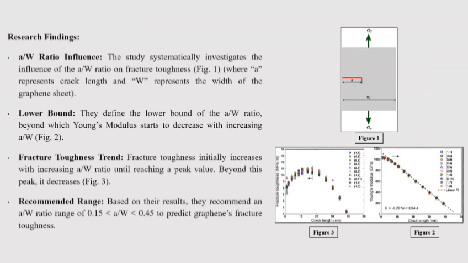Moving on to research findings, the influence of the a/W ratio. The team systematically investigated the influence of this ratio on fracture toughness, where here a represents the crack length and W represents the width of the graphene sheet. During this study, the team defined the lower bound value for the a/W ratio beyond which the Young's modulus starts to decrease with increasing crack length.